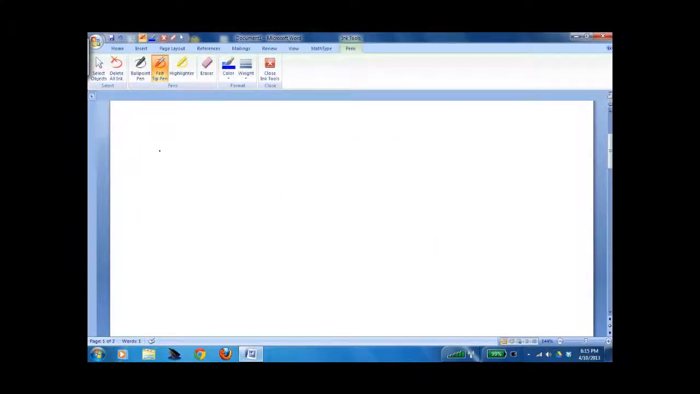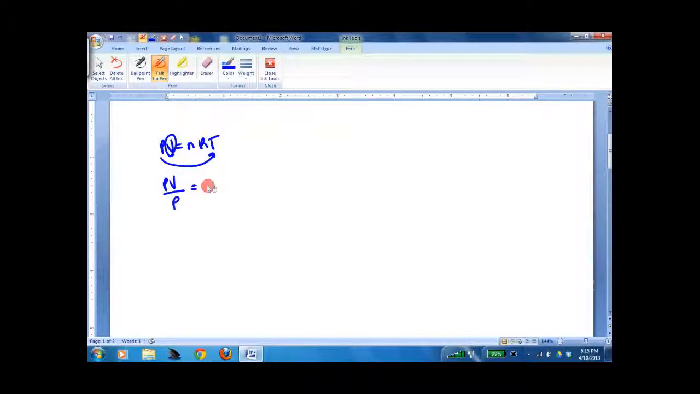So let's do one more example. Let's solve for V. So I want to solve for V. So that means I want to get this P and get it over here. Well, the P's on top, so I'm going to divide both sides by P. P cancels out. Let's do another example.